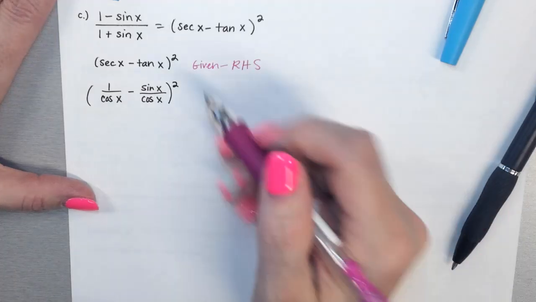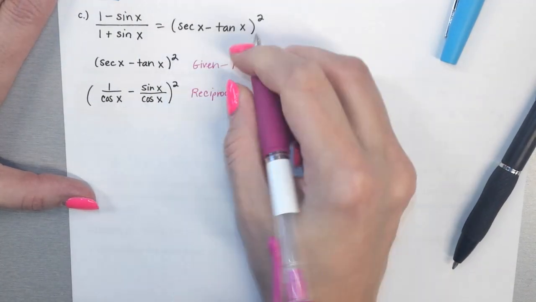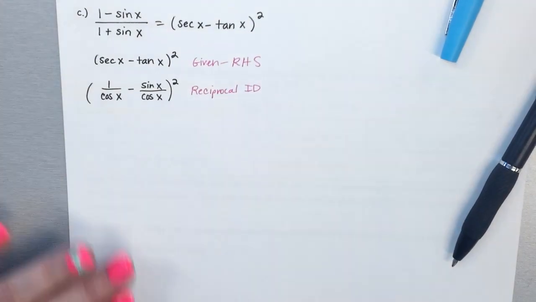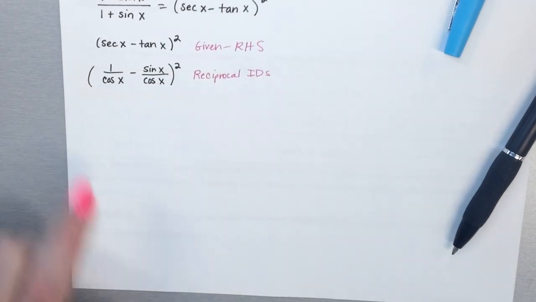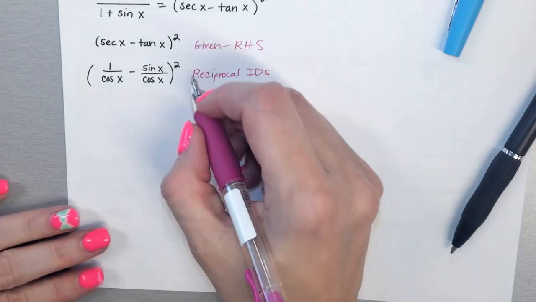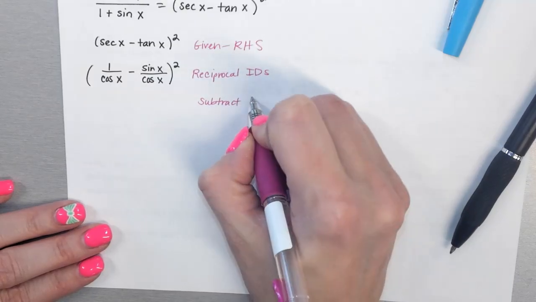Okay, that doesn't mean if you tried something else that you're wrong. I just want to show you some different ways. Okay, so we use two reciprocal identities there, one over the cosine and then the sine over the cosine. Okay, then we are going to subtract the fractions because they have a common denominator.